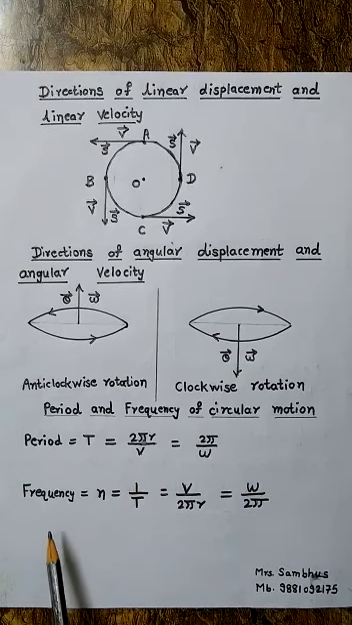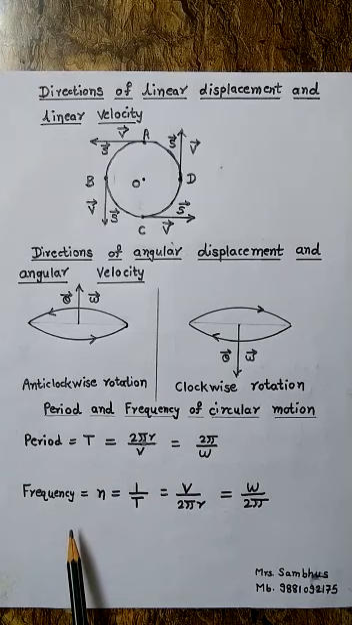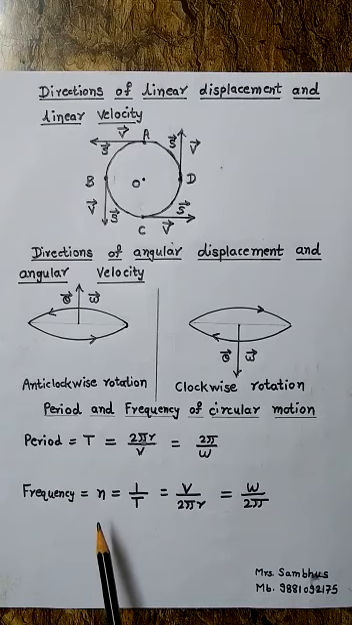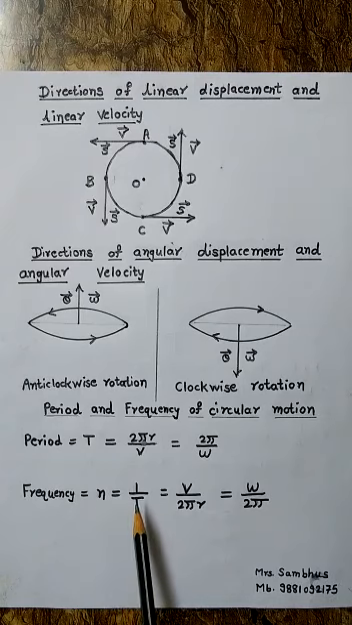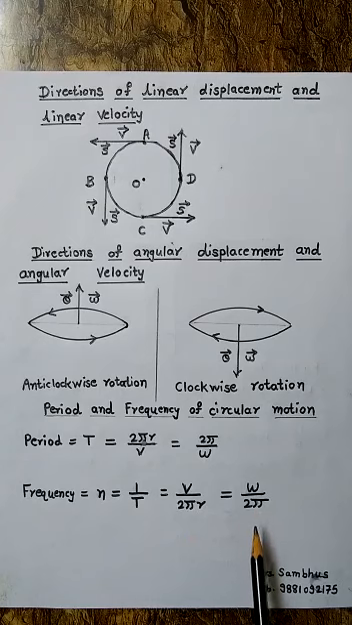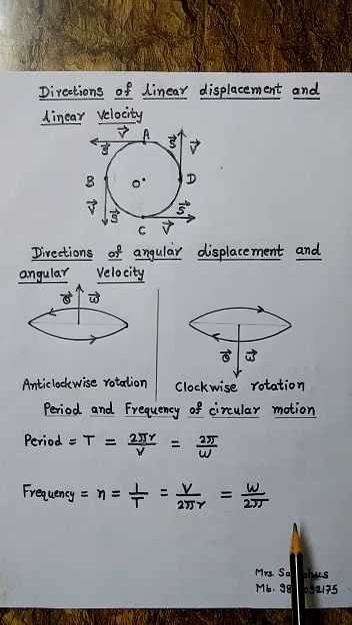Now second is frequency of circular motion. Frequency of circular motion is the number of revolutions performed by the particle in 1 second. The symbol for frequency is small n, which is equal to 1 upon T. Therefore it is equal to v upon 2 pi r, which is equal to omega upon 2 pi. These are the expressions for frequency. The unit for frequency is hertz. Now let us stop here for this lecture.